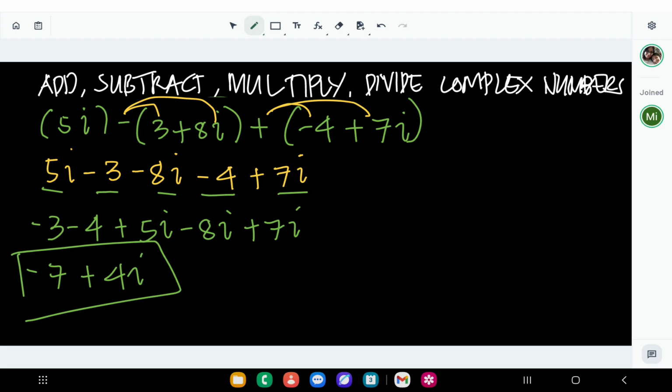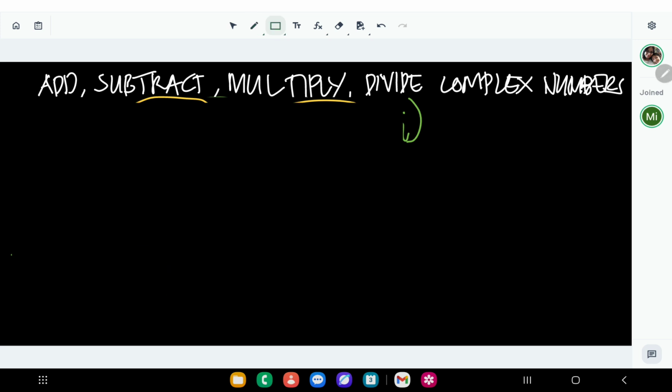No questions on addition and subtraction? Okay, so let's move on to multiplication. What if we're given this one, 3i times 7i?